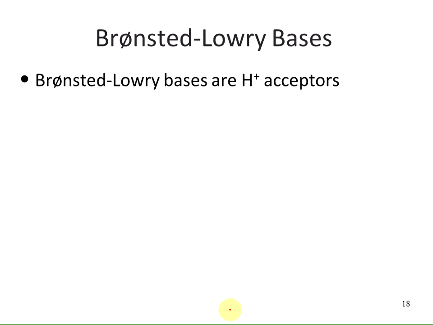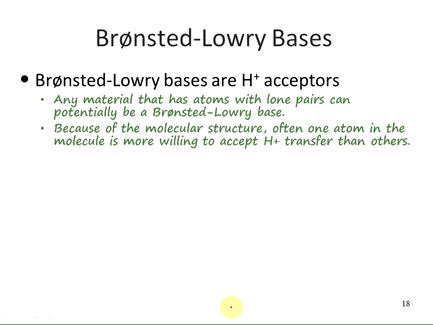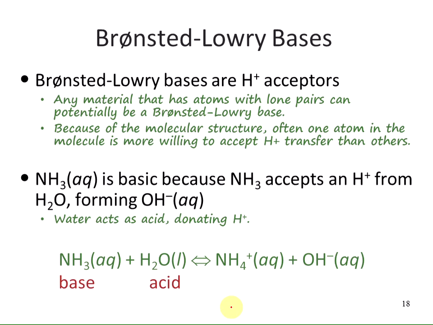Now remember, with the Brønsted-Lowry definition of bases, the bases are the proton acceptors. Any material that has atoms with lone pairs can potentially be a Brønsted-Lowry base. Because of the molecular structure, often one atom in the molecule is more willing to accept proton transfer than others. Let's look at ammonia. Ammonia is basic because NH3 accepts a proton from water, forming hydroxide ions. So the water acts as an acid because it's donating protons.